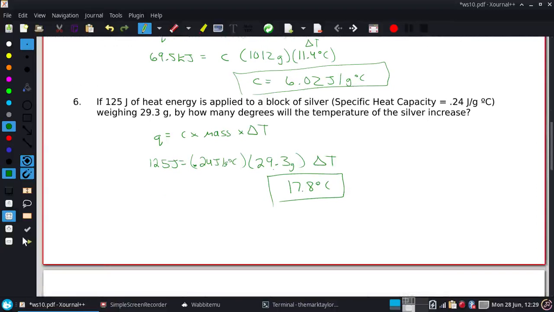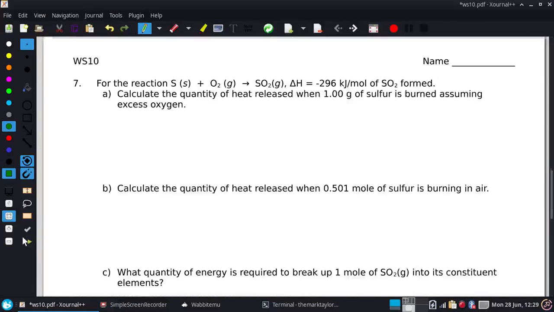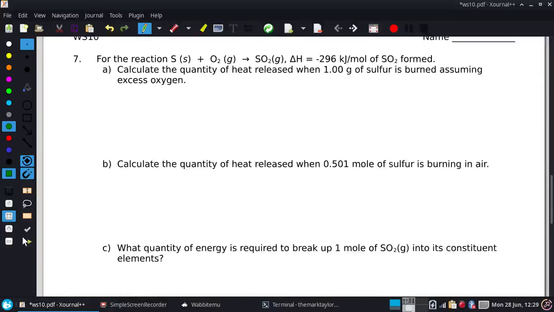All right, what is next? Next one's applying or getting our heat from a delta H or an enthalpy. Now, this can be a little bit easier or harder based on how we're doing it, but I'm going to help you see the confusion we can put in there. All right, so I give you the balanced equation, and it is balanced, and I give you the delta H for it, and I want to know the quantity of heat released when 1 gram of sulfur is burned. And it does specify the excess oxygen.